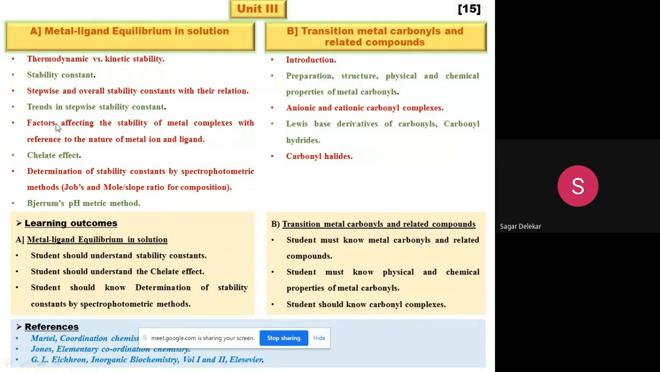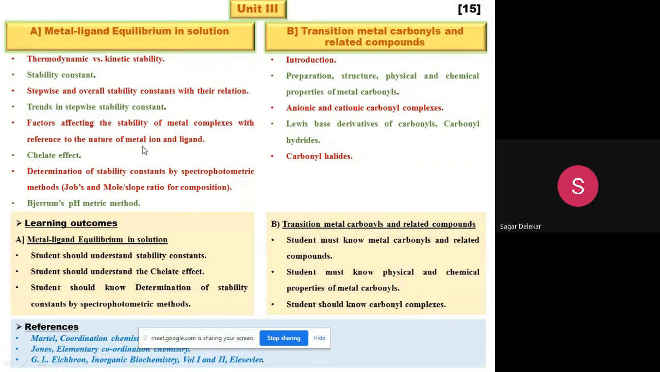After that, here we want to consider the factors affecting the stability of metal complexes with reference to the ligands and metal. Here, as I already told, you want to focus on the nature of the metal ion and the nature of the ligand to reveal the thermodynamic stability. So these are the factors related to knowing the thermodynamic stability.